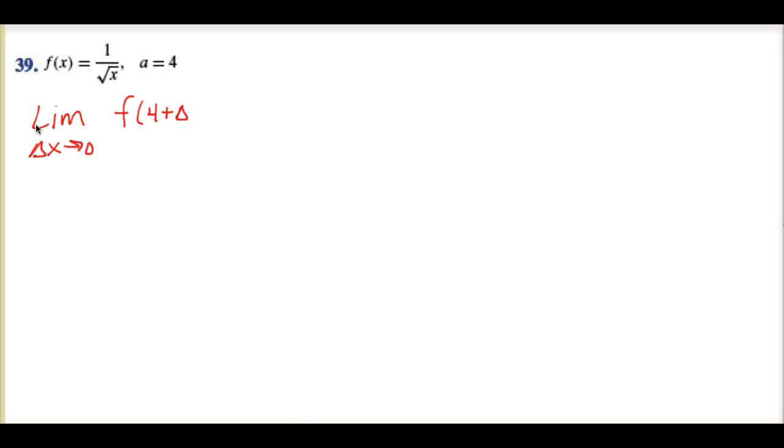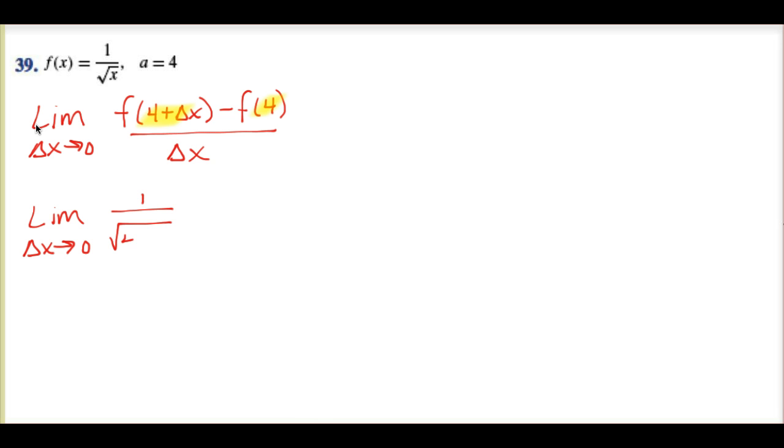So I will have 4 plus delta x minus f at 4 all over delta x. And then I'll take my two x values, plug them into the original equation to get their respective y values. And when I do that, I will be left with 1 over the square root of 4 plus delta x minus 1 over 2. And then that is divided by delta x.